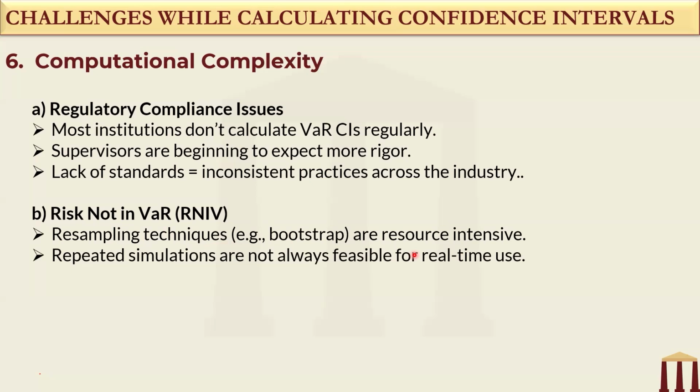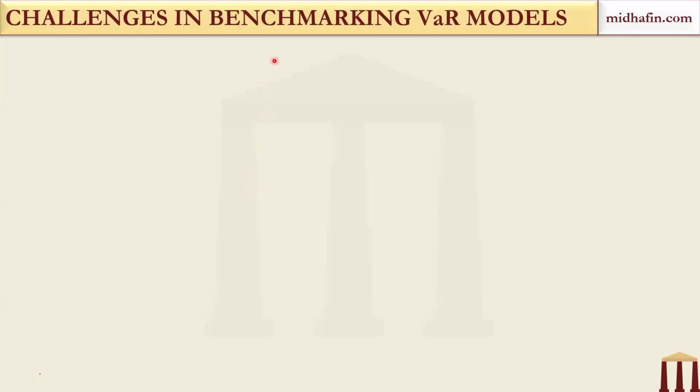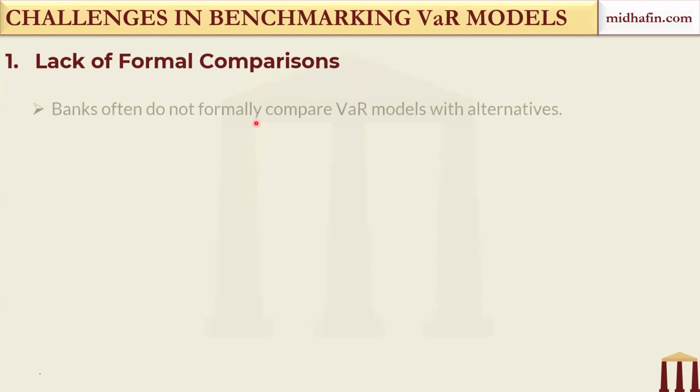Okay, so now let's move on to the challenges in benchmarking of VaR models, the next slide. Okay, so benchmarking VaR models, what are the challenges? We all know that banks spend a lot of time building these models, tweaking the parameters, running stress tests. But the problem is that very few take the time to benchmark one model against the other in a formal way. Why does this matter? See, unless you compare your current VaR model to an alternative, how do you really know it's the most accurate model, or the most robust model, or whether it's too conservative or not conservative enough?